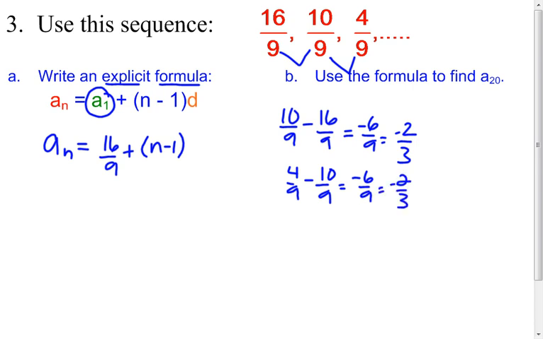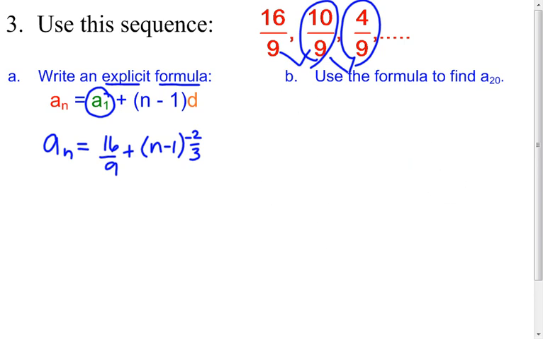So if you can't figure out in your head what's happening, actually go ahead and subtract the previous term from the term you have. Like I took this one and subtracted the previous term, and I took this one and subtracted the previous term. Either way, I got negative 2/3 as my common difference. Okay? So I will plug in negative 2/3 right there. I'm going to erase this so that I have some workspace later.